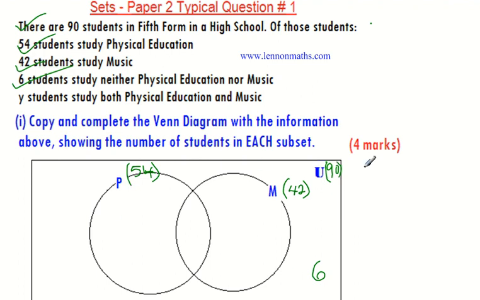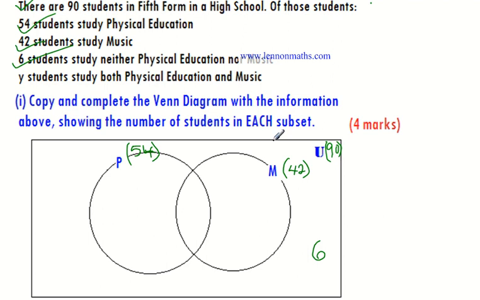Anything inside is a part of the universal set. Okay. Now we're given that the amount of students who study physical education and music together is Y. That's the amount. Are we done? Well, it seems that way that we've ticked off everything, but we're not finished. Notice that the question says showing the number of students in each subset. Each subset, in this case, we're looking at any amount of students in a particular region.